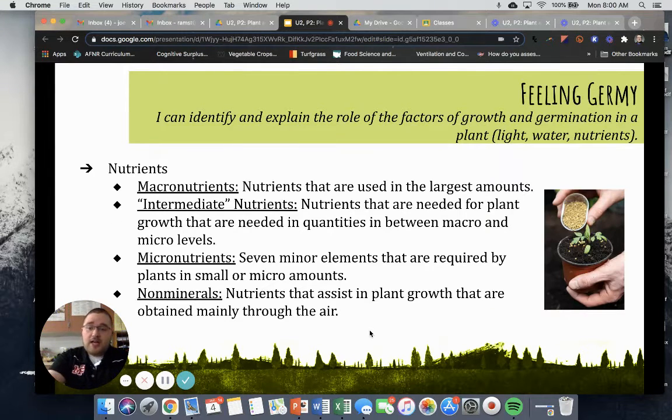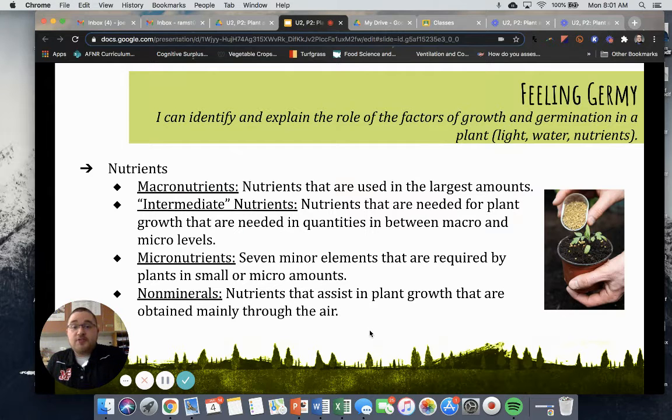So we're going to talk a lot about plant nutrition here in the next coming presentations because it's a really important topic, and we'll talk about it a lot when we get into our soil science unit here in the next section of the course. But just for now, I want to share a couple of key definitions with you all.